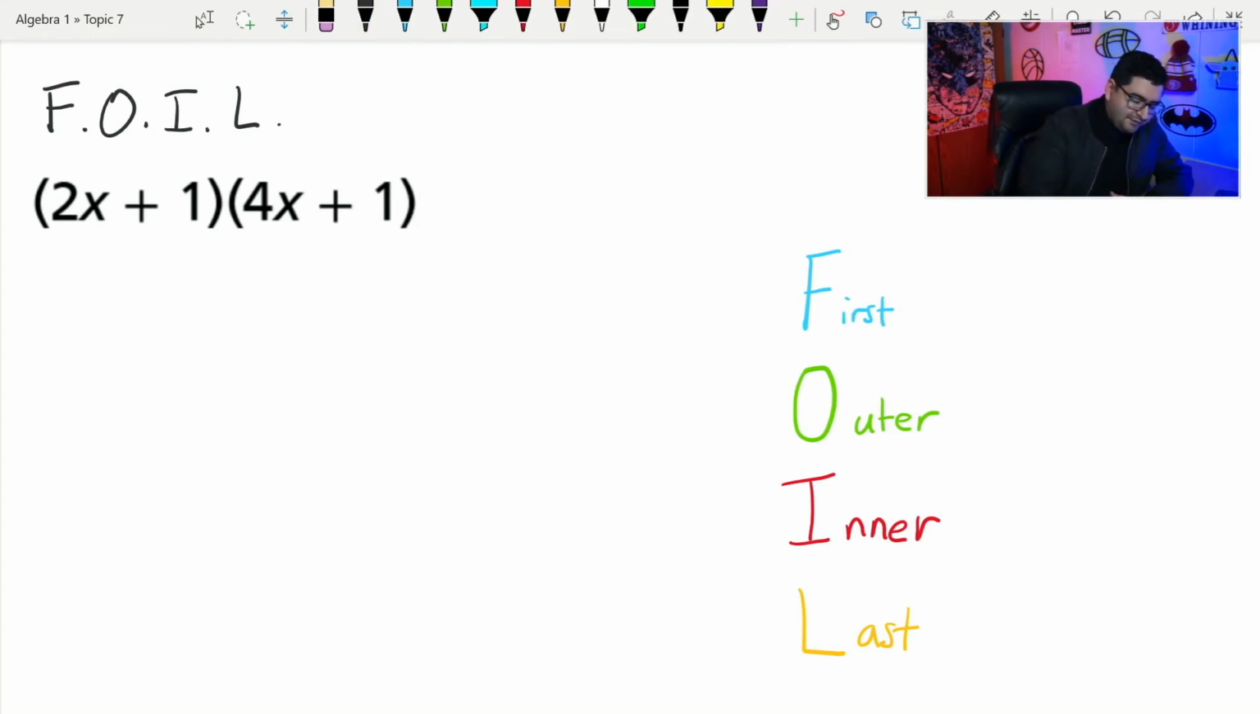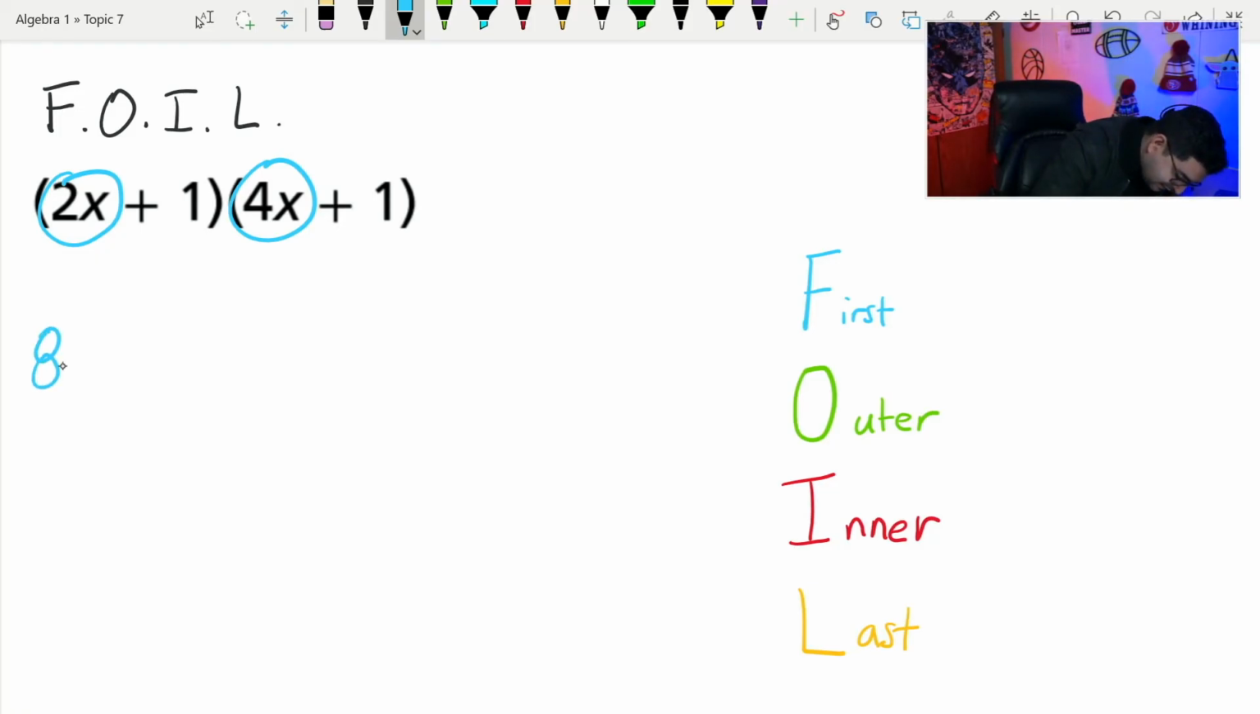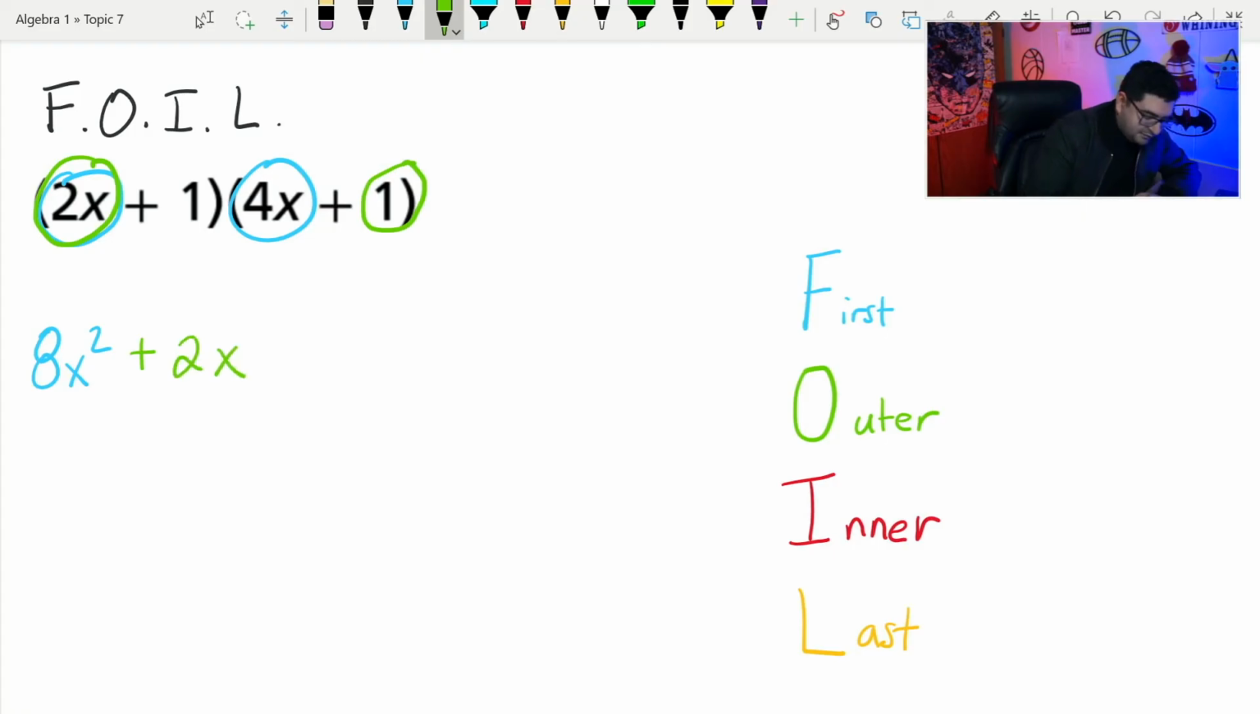The F stands for first terms. That's talking about the first term in each of these pairs. So that would be the 2x and the 4x. The first thing I multiply are these first terms. So 2x times 4x would give me an 8x squared. O stands for outer. Those are the terms on the outside of this whole problem. That is the one that's outside on the left, which is the 2x, and the one that's outside on the right, the positive 1. So 2x times 1 would be a positive 2x.